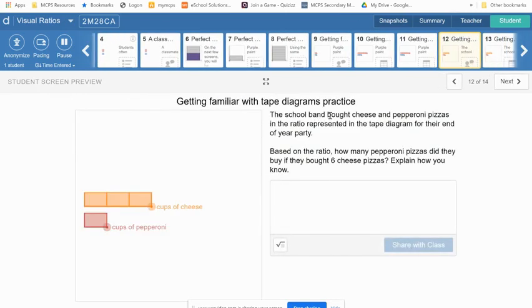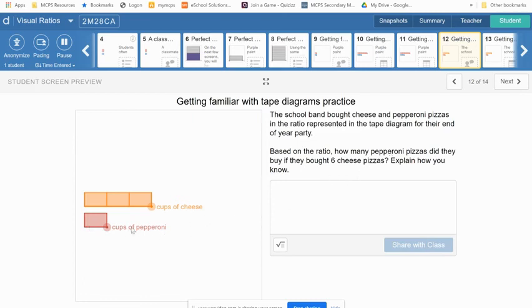The school band brought cheese and pepperoni pizzas to the ratio represented in the tape diagram for their end of year party. Based on the ratio, how many pepperoni pizzas did they buy if they bought 6 cheese pizzas? Explain how you know. So I'm going to let you guys solve this problem. If you notice, it says cups of cheese. This should be cheese pizzas, okay? Not cups, cheese pizzas. And then cups of pepperoni should really be pepperoni pizzas.